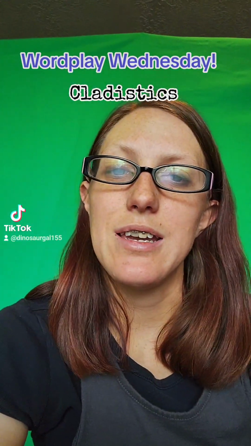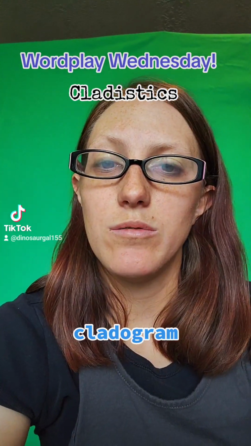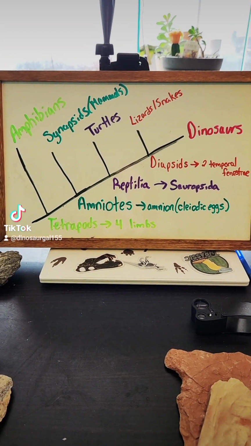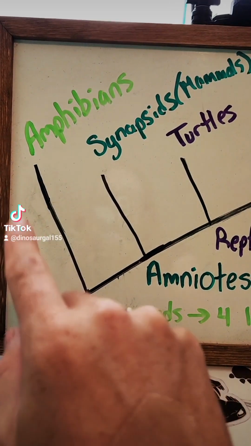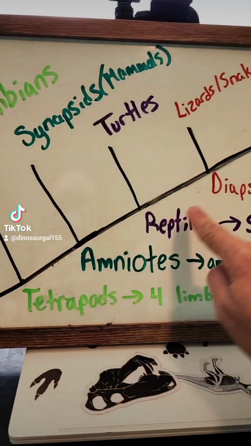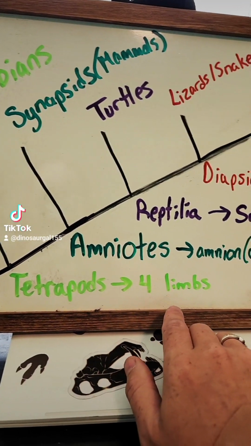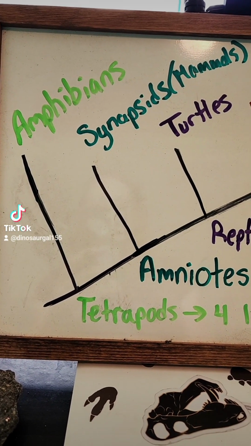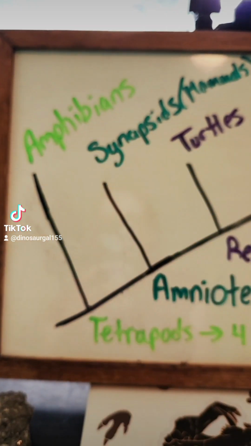So I'm going to show you a basic cladogram or family tree that we use in cladistics. Alright, so here is a basic family tree. I'll just walk you through it so you can see how this works. We're going to start at this end, this is our main line here. We start with tetrapods. So tetrapods all have 4 limbs. That's their common characteristic. Now the first group to branch out and separate themselves were amphibians.